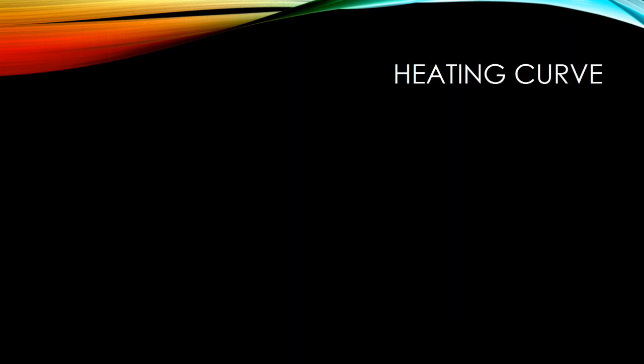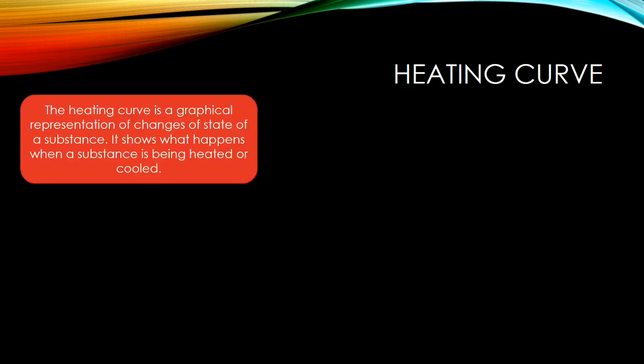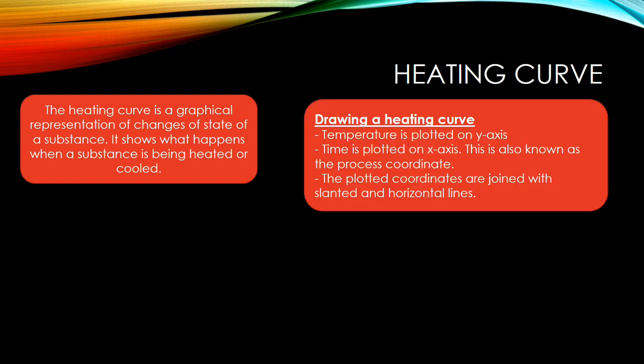The heating curve. The heating curve is a graphical representation of changes of state of a substance. It shows us what happens when a substance is being heated or cooled. When you draw a heating curve, the temperature is plotted on the y-axis and time is plotted on the x-axis. The plotted coordinates are joined with slanted and horizontal lines.